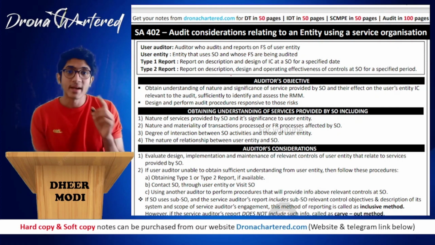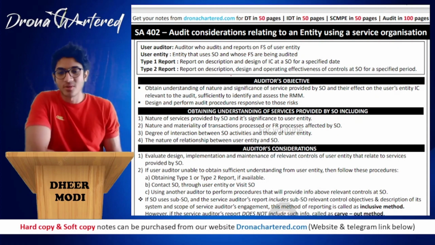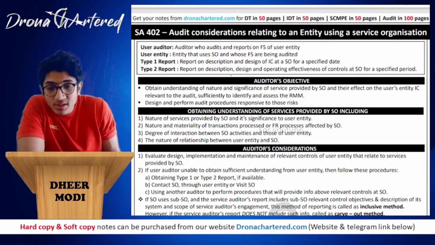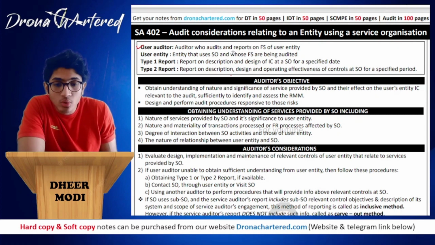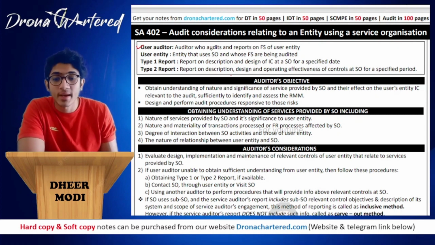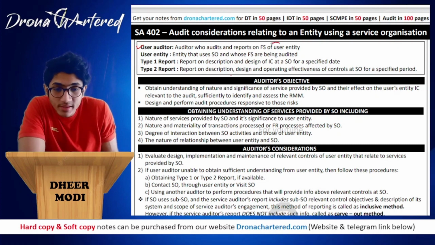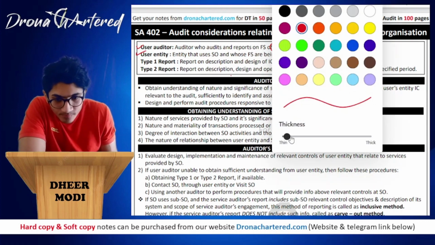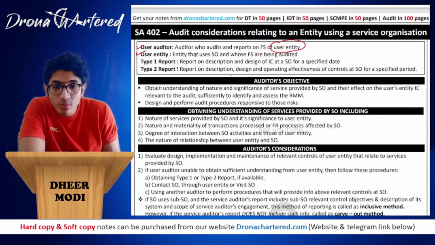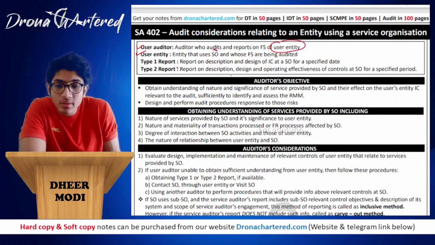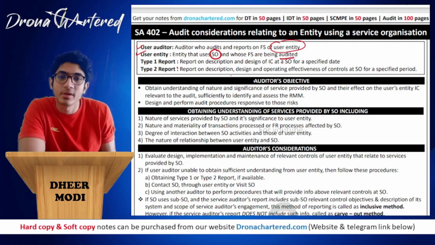Great. So with that, let's start with this SA. Now let's see the definition. User auditor is an auditor who audits and reports on the financial statements of a user entity. So user entity is whose books of accounts are being audited. Who is a user entity? User entity is the entity that uses service organization and whose financial statements are being audited.